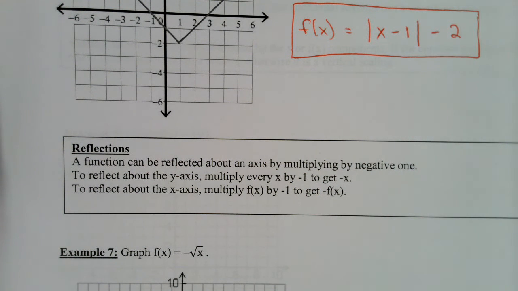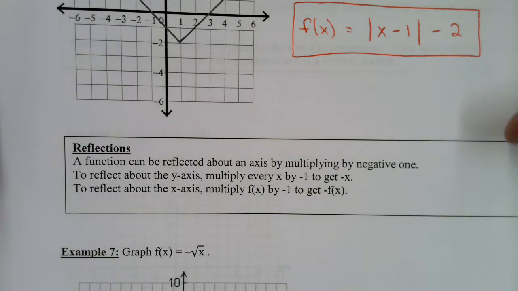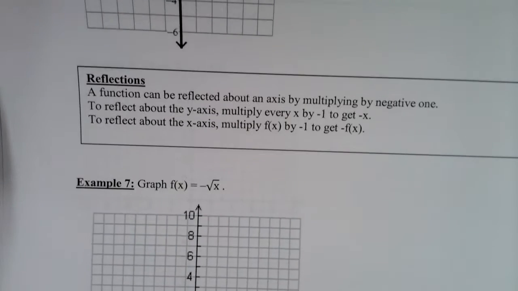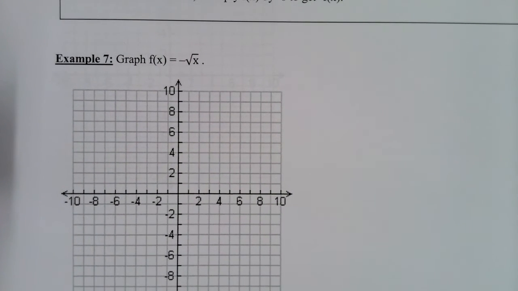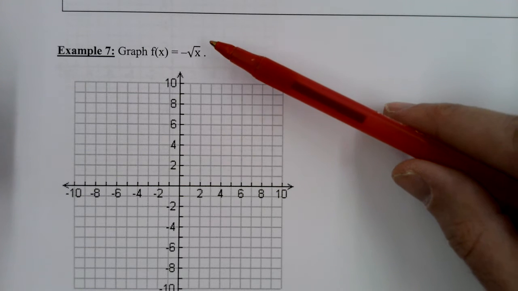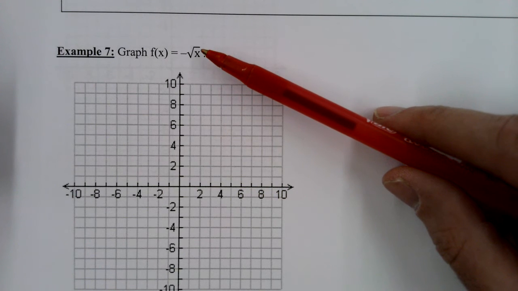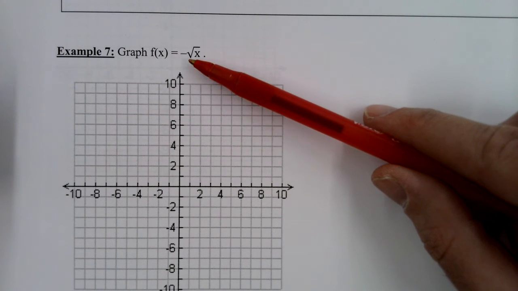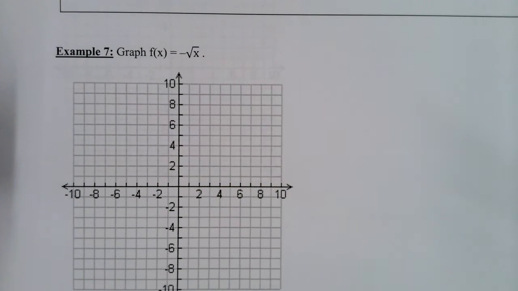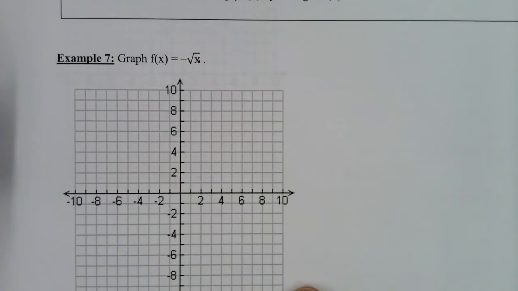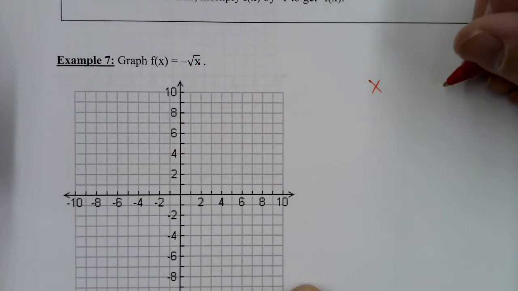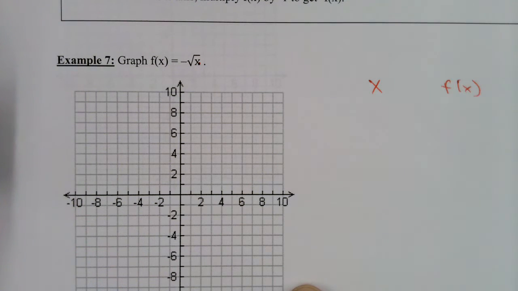I can read through that more, but let's just try an example and see what that means. So this one right here, graph f of x equals negative square root of x. This is going to be the square root of x parent function from last class, reflected across the x-axis. So let's make a table to see that more.